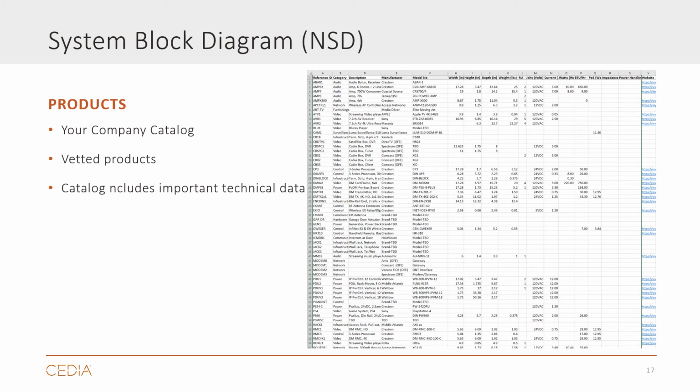Products, which are part of the block diagram. This is a typical integrator's spreadsheet of product data or their company database. It should only include products you've had success with in previous installations. Or if it's a brand new product without an installation track record, obviously you should have tested it in your shop first to know that it actually works the way you expect it to work.